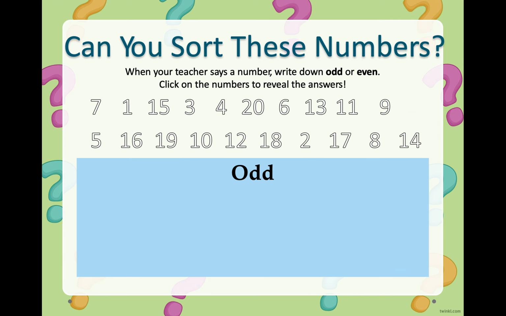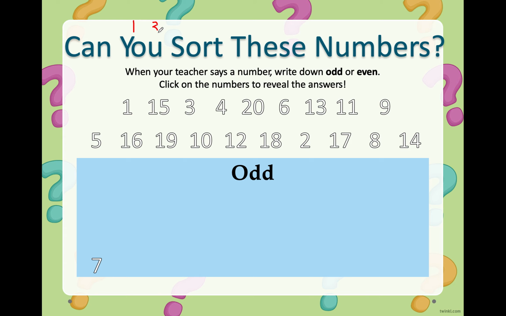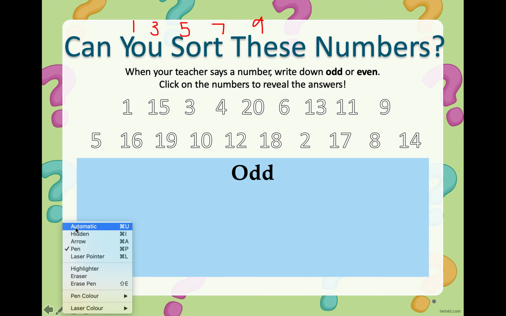Okay, let us try and sort out these numbers. We have 7. We just learned that 7 is an odd number. Now remember, we can write down which ones are the odd numbers on the top to help us. 1, 3, 5, 7, and 9. If any numbers have these numbers at the end of it, we can say it is an odd number. Okay, let's go back to the numbers.